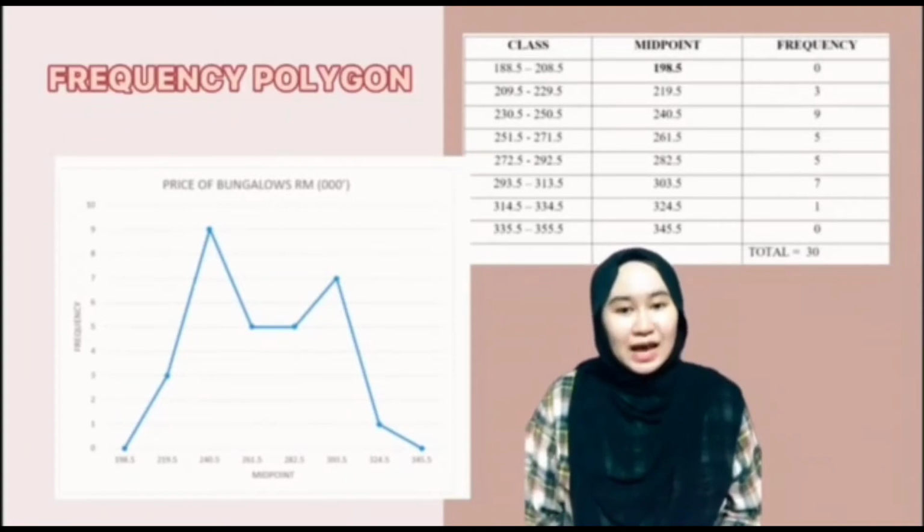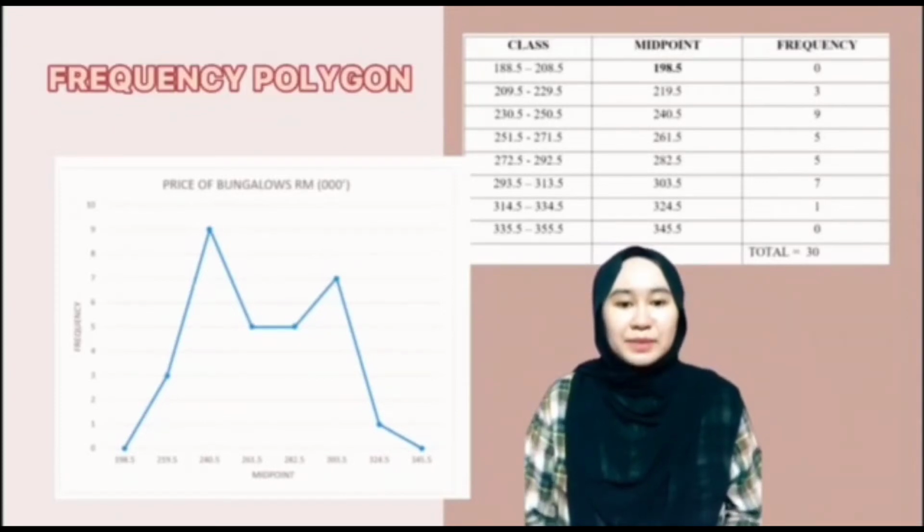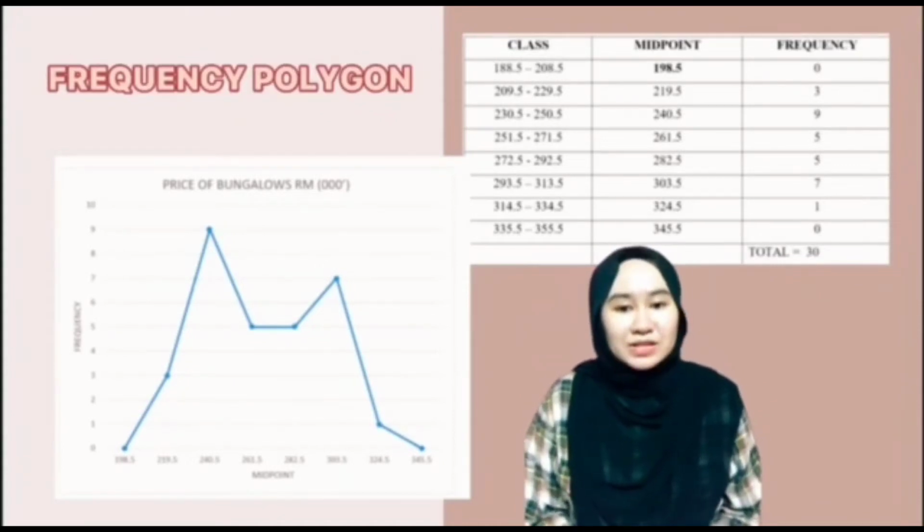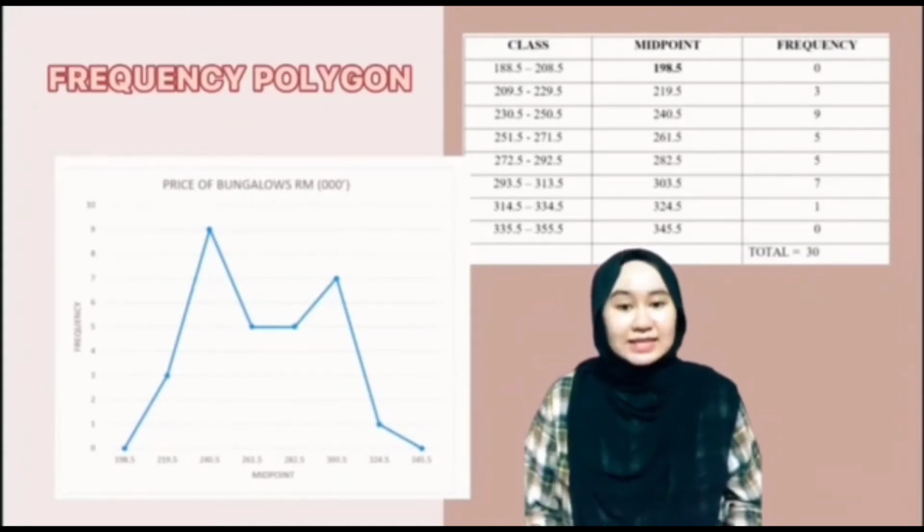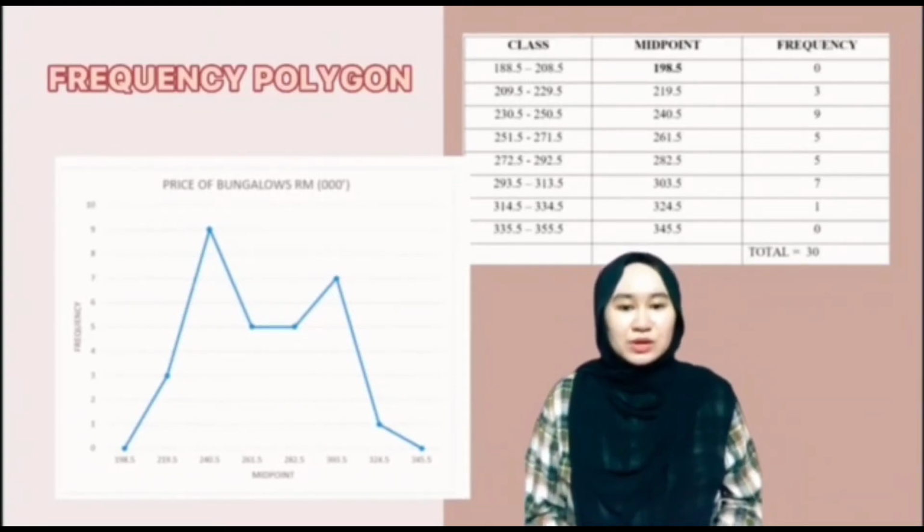So this is our first graph, the frequency polygon. As you can see, the table shows the class, midpoint and frequency, which were taken at random. We must follow that the horizontal scale is the midpoint of the data values, and the vertical scale measures the frequency of the class.